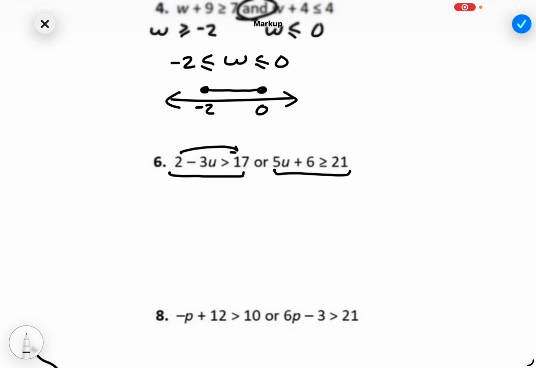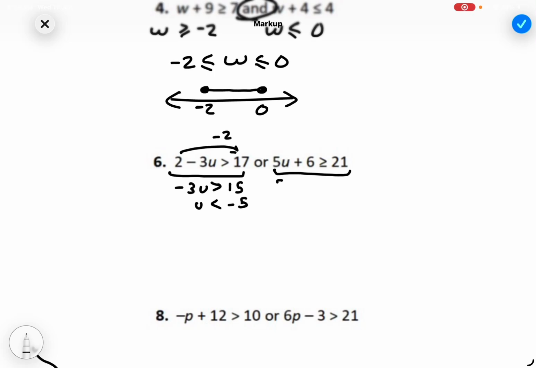Okay, I had to take a short break to catch my breath, but I promise we're good now, and I'm gonna solve it. For this one, we're gonna move the 2 to this side, so subtract 2, and we get negative 3u is greater than 15. Then when you divide by a negative number, you change the sign, to be less than.